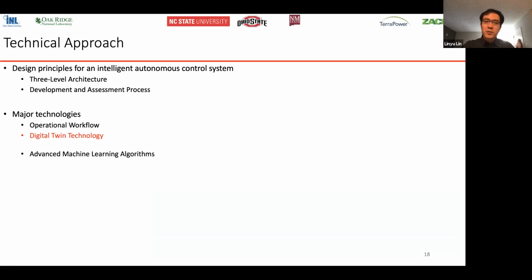When we talk about the operational workflow, we notice that we have diagnosis to infer the plant state. We also have prognosis to predict the transient of the states. Therefore, we need another technology to correctly do the diagnosis and the prognosis, and that is why we have the digital twin technology. Basically, it is the technology that answers how NAMAC understands reactor states, finds the available control actions, predicts the transients, and finds the optimum control strategies.